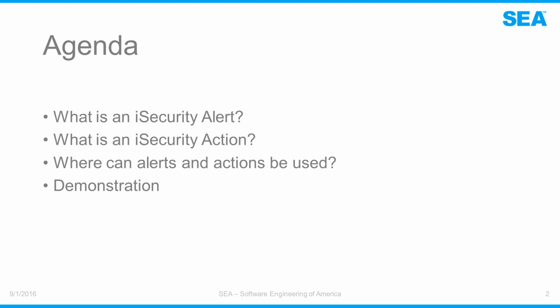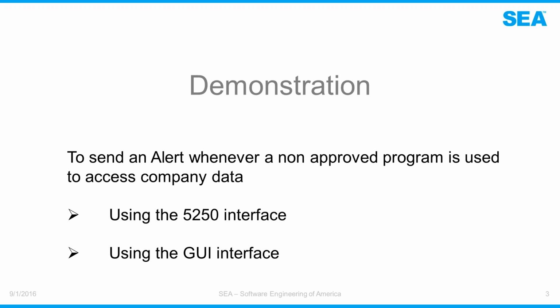So what do we mean by alert? An alert is getting the word out. It could be an email, a text message, if you have a SIEM, a SysLog, an SNMP. So it's just notifying people of an event. For an action, think CL, any CL command. NJOB, star immediate, call your program, pass parameters, any CL command. And you'll see how straightforward it is, and it can be used in virtually any of the iSecurity products.